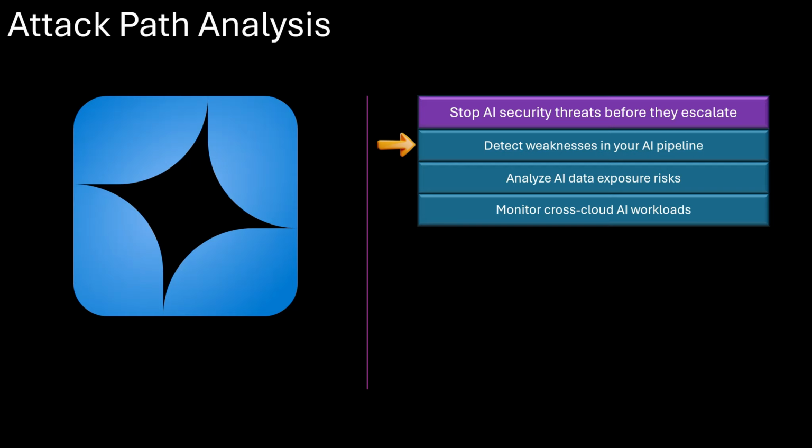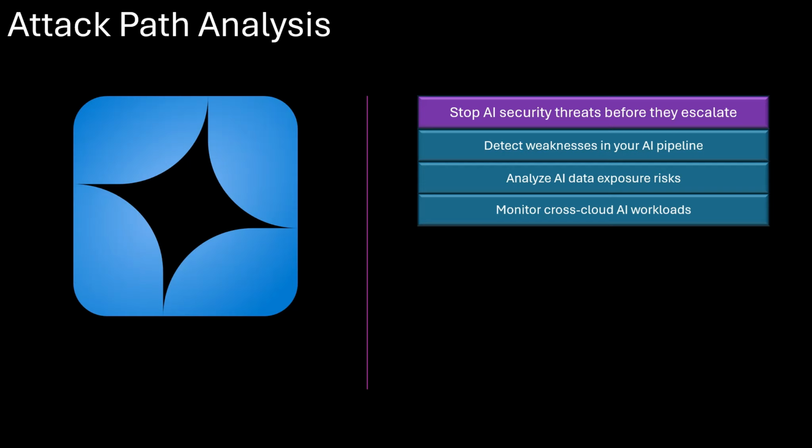and vulnerable training data. You can analyze AI data exposure risk, which ensures private AI datasets don't leak. And you can monitor cross cloud AI workloads, which secures AI models across Azure, AWS, and GCP. Why does attack path analysis matter for AI security? Because AI security risks extend beyond just code vulnerabilities. They involve data integrity, model manipulation, and inference security.